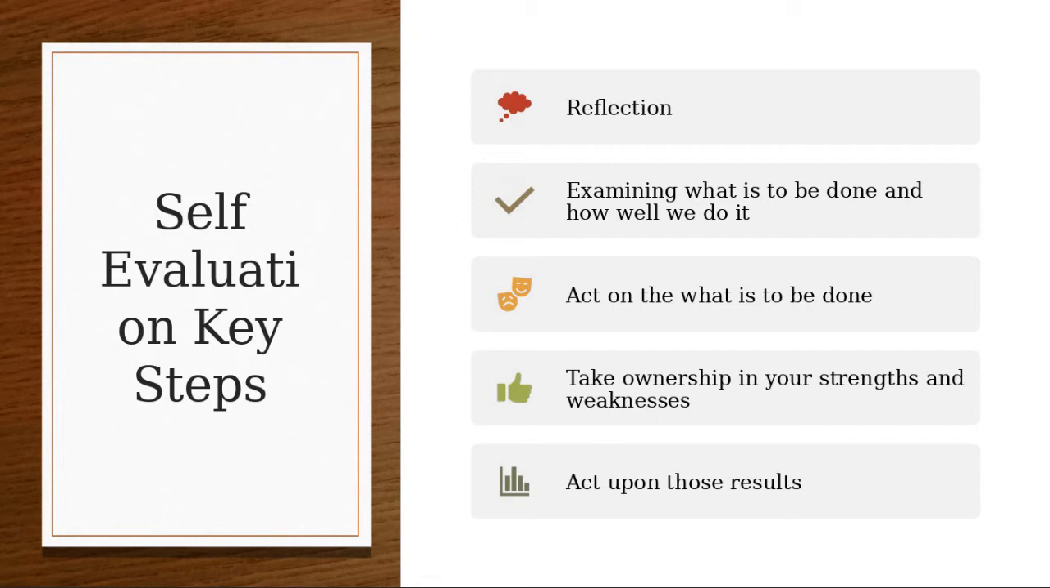So what happens when we do these in the classroom is it requires the student to really reflect on what is expected of them, what is a picture of it being done well, how can they prove that they can do it well or that they've learned it, and gives them the opportunity to take ownership in their strengths and weaknesses and then act upon those results. So really these are the key steps of self-evaluation as a tool in the classroom.